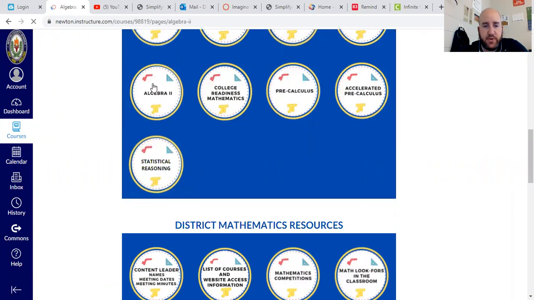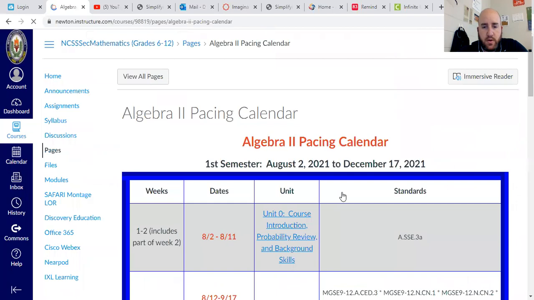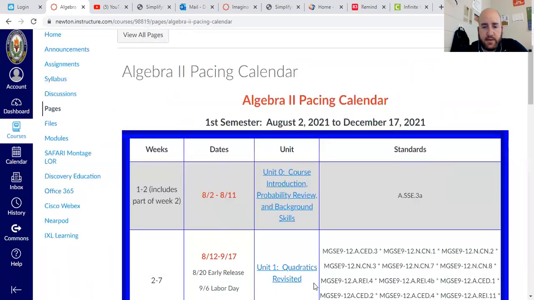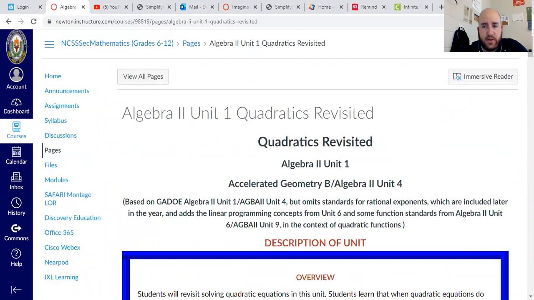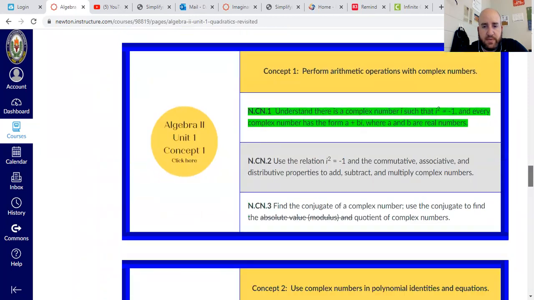Come down to my Algebra 2 and my Newton County School System Secondary Mathematics page. You know, we have classes in here just like y'all do. There's that: Unit 1, Quadratics Revisited, as I told y'all this is titled in the previous video. All right, we skipped concept 0.